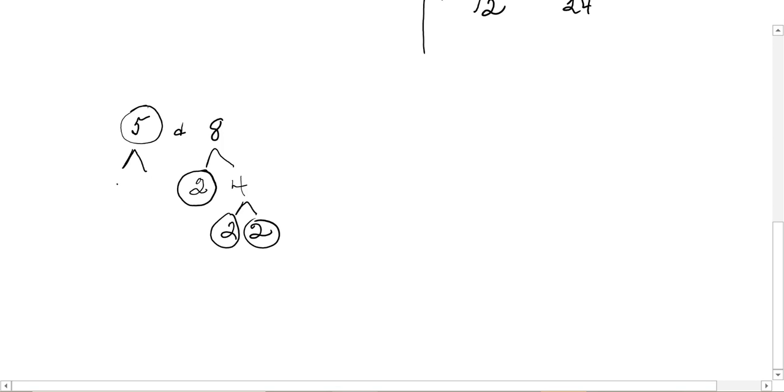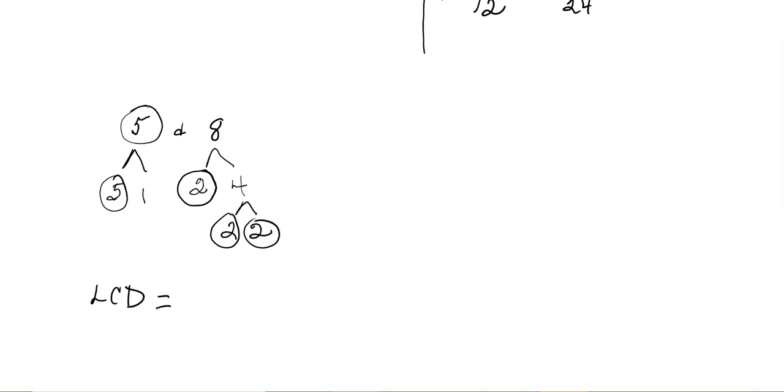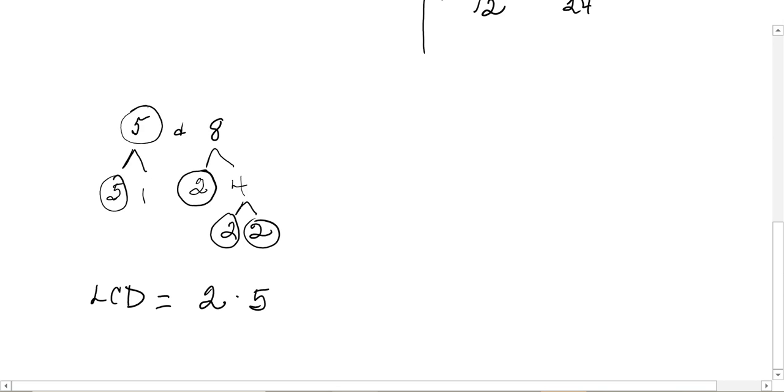So this one is a prime. The least common denominator is one of every different kind of factor, and the only kinds of factors I have are 2's and 5's, but I need the highest power. Because this had 1, 2, 3 of those 2's, it's 2 to the third. If you multiply 2 times 2 times 2 times 5, you will get 40.